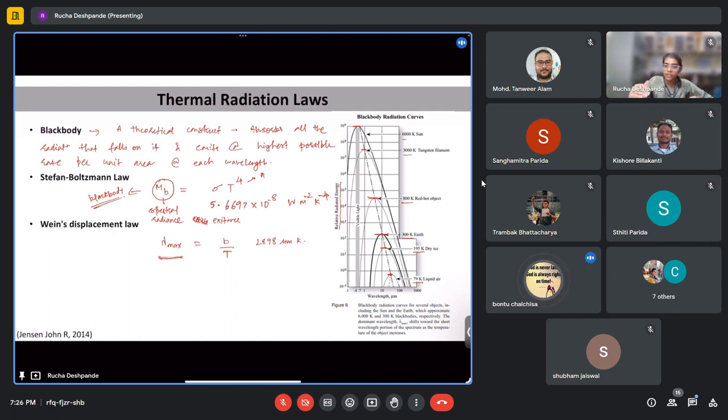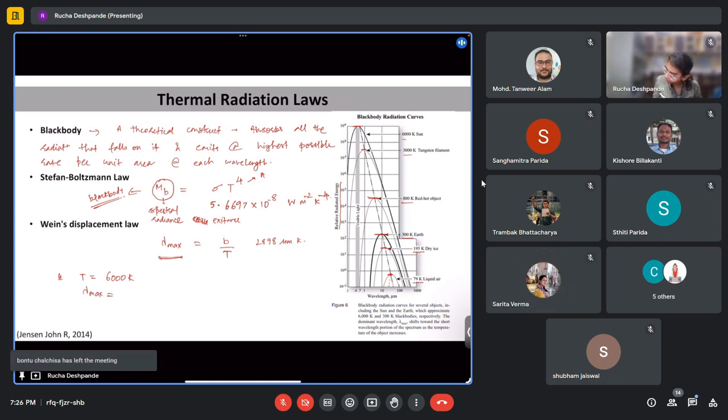Right. So why do we need to study this lambda max? If we know the lambda max of a particular body at a particular temperature, let's say we are talking about the sun, for the sun the temperature is 6000 Kelvin and its lambda max is around, I think, 0.5 micron.